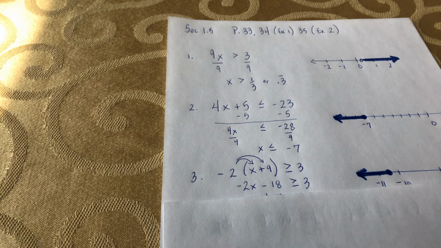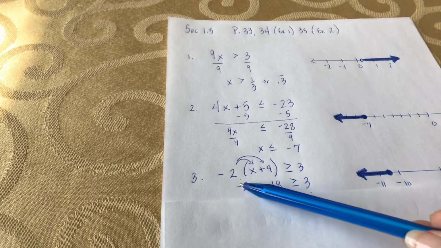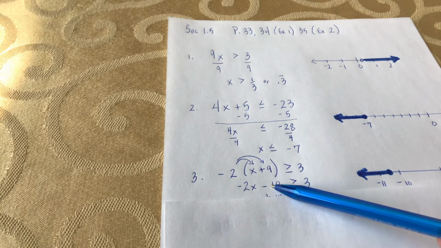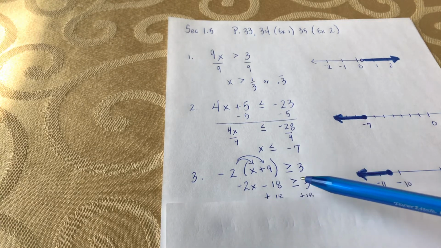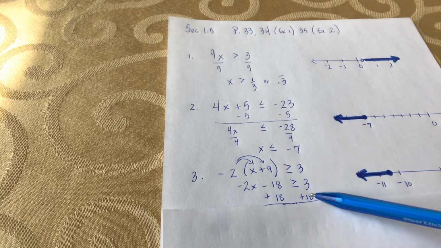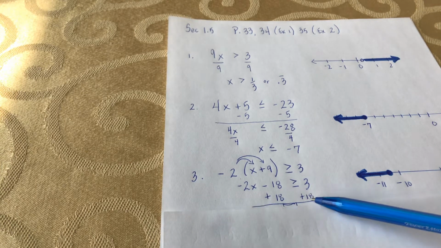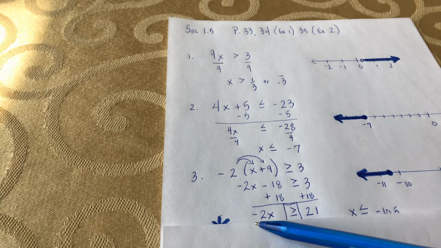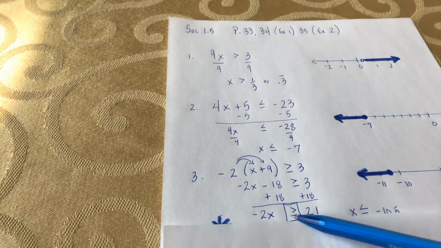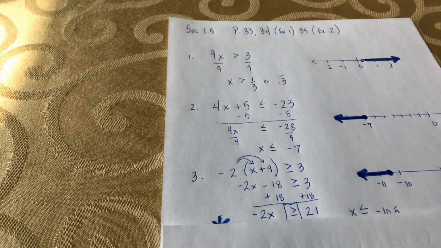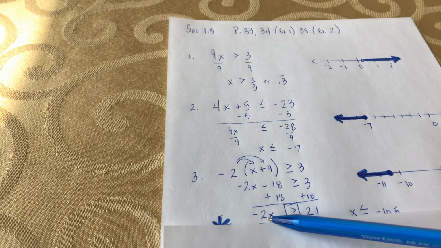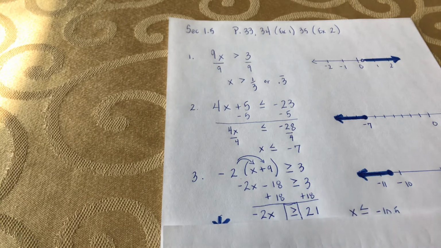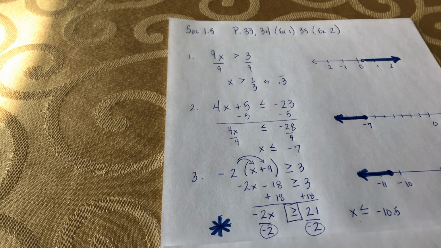And now you can see it looks similar to what we did in number 2. So again, we're going to work with this number and work with this, trying to get the x alone. So starting with the minus 18, I would have to go plus 18 to both sides. And that would leave me negative 2x greater than or equal to 21. We have a negative 2 in front of the x, so to get rid of that, we're going to divide both sides by negative 2.